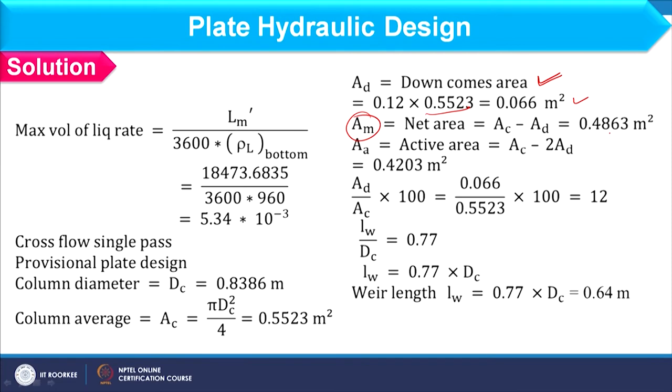Net area we have already calculated, okay. Active area is basically column area minus twice of downcomer area, okay, because you can consider this section only. So in this way we can find active area as 0.4203.